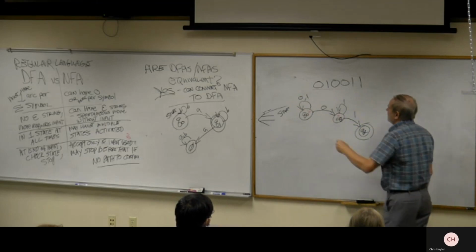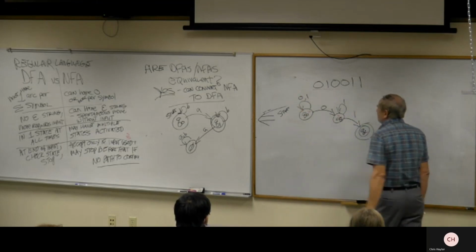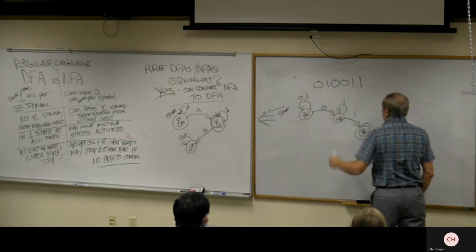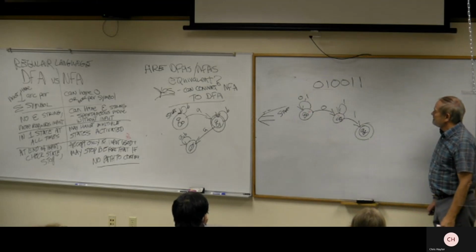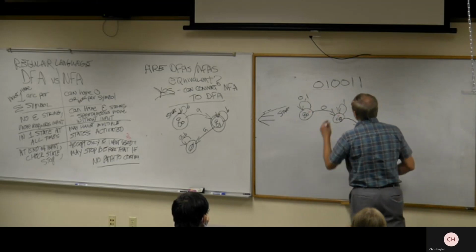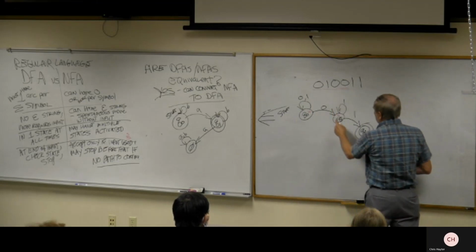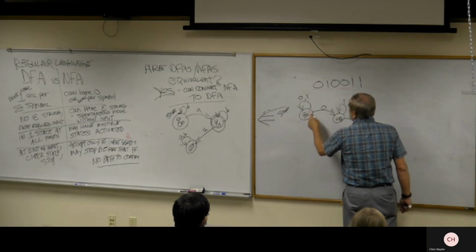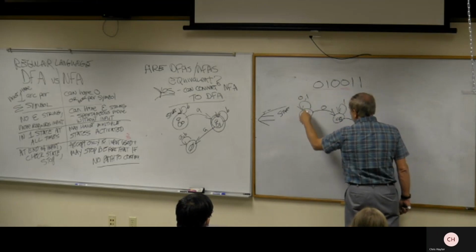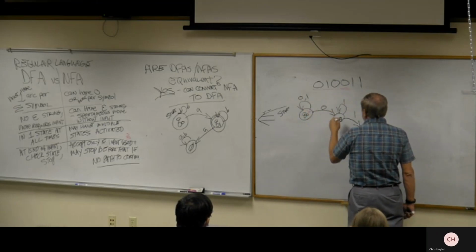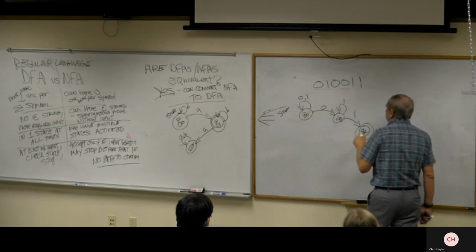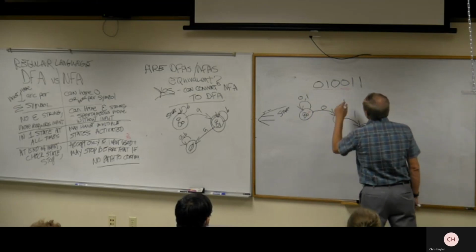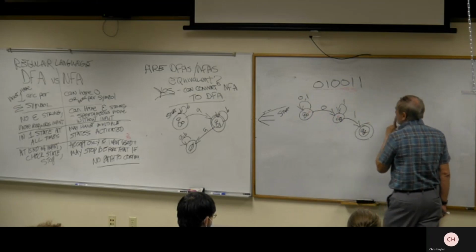Then we see another 0. When we see this 0, Q1 turns off because there's no place it can go. Q0 loops back on itself, stays active, and that second 0 can turn on Q1 as well. We're almost there. Q0 on a 1 can loop back on itself only, so it stays active. Q1 on a 1 can activate itself, and it can also activate Q2.